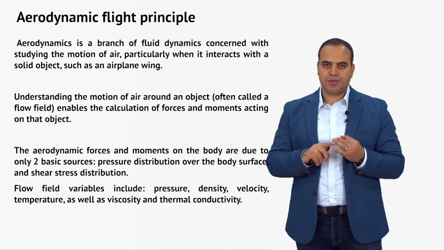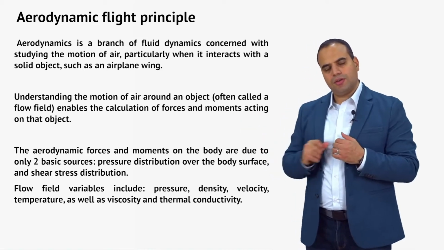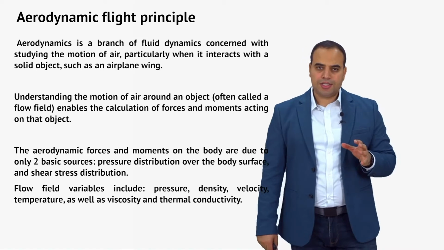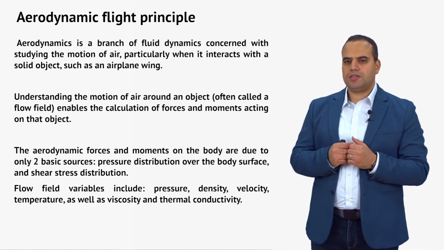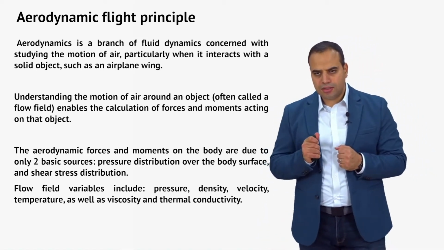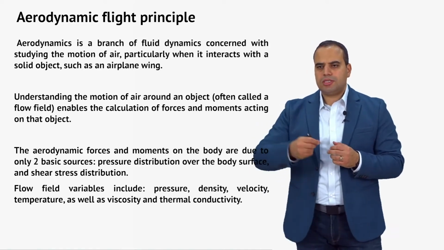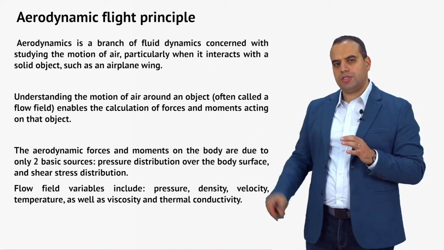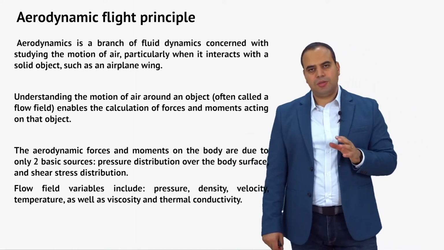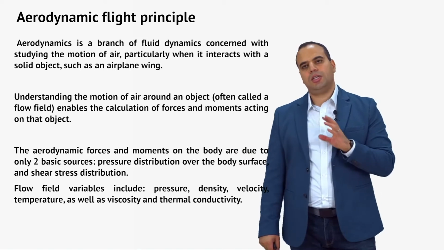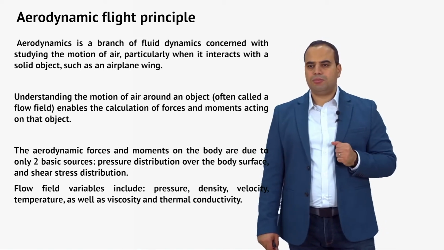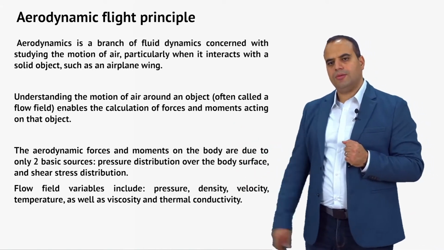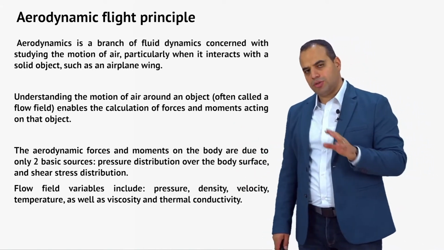That includes, for example, the pressure and the velocity. There are other flow field variables as well, like the temperature, the viscosity of the air, the density of the air, and so on. So it's quite complex physics of the gas itself. The aerodynamic forces and moments on the body are due to only two basic sources. The first is the pressure distribution over the body surface, the main flow field variable we're concerned with in order to understand how the aerodynamic flight principle is created. The second is the shear stress distribution, which is a little more complex.